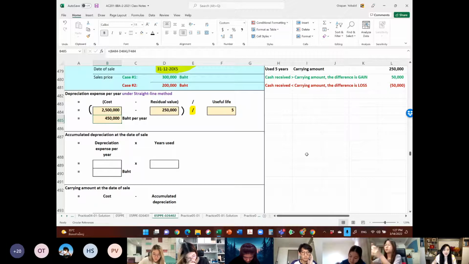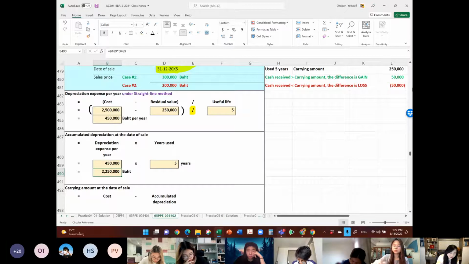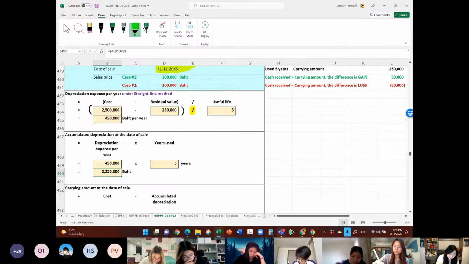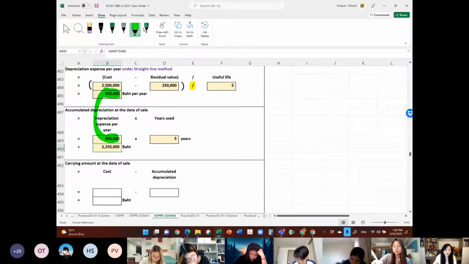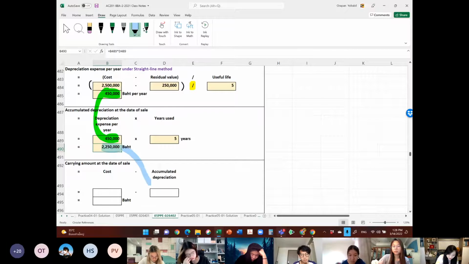As I have already mentioned, we have been using the asset for 5 years already. So you take this 450,000 and multiply that by 5 years. After you multiply that, you're going to get the accumulated depreciation over the 5 years period: 2,250,000. This 2,250,000 would then be taken to here.